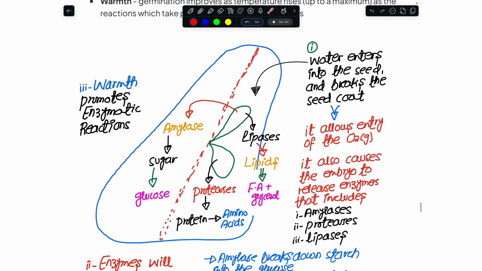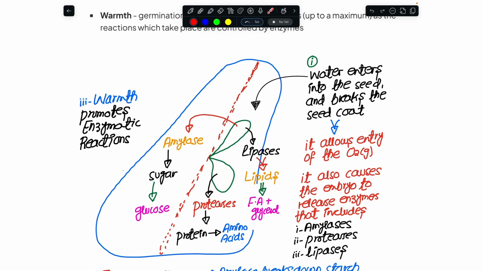At the same time, why were we in need of warmth? Since all of this phenomenon is under the impact of the enzymes released by the embryo, and we know enzymes can only show their optimum activity if we provide them with the optimum temperature. So this is how seed germination happens.